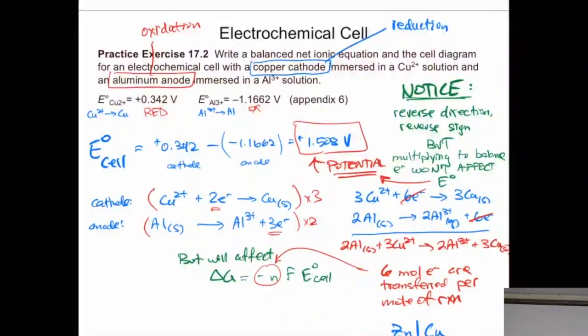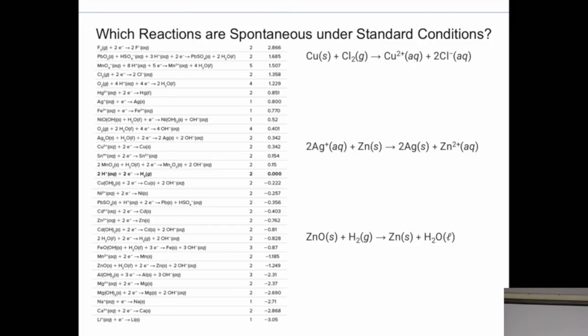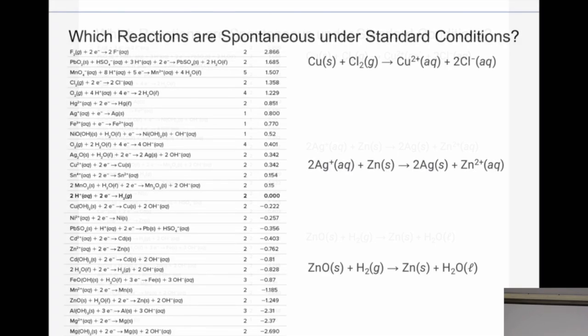All right, so here's your table again. I don't know if this is the exact same one or not. There are 3 challenges on here. The first 2 are straightforward, and the last one is difficult. And all you've got to do is answer which ones are spontaneous and which ones aren't.